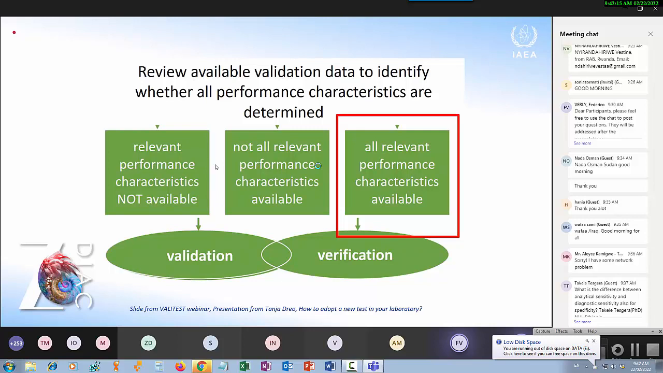If there are only a few characteristics or data for specific characteristics available, then it is this interim or middle or doubtful zone where we will need to decide as a laboratory what we will perform, whether we will perform verification on the data available and perform, if possible, a limited validation on the missing data. And it's the easiest part: if we have all relevant performance characteristics provided by the manufacturer of the assay that we want to implement in our lab, then the laboratory will need to do only the verification of the performances of this assay in their laboratory.